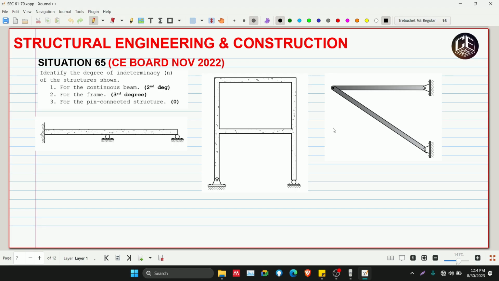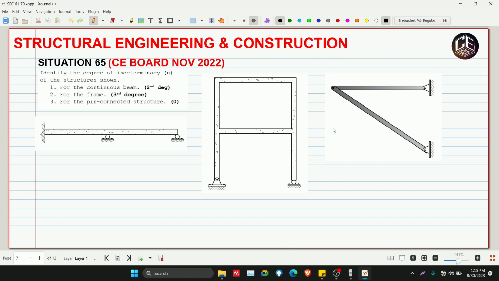Hey guys, welcome back to CEBAX tutorial channel, and this is our situation number 65 from CE Board exam November 2022 for structural engineering and construction. Identify the degree of indeterminacy of the structures shown.